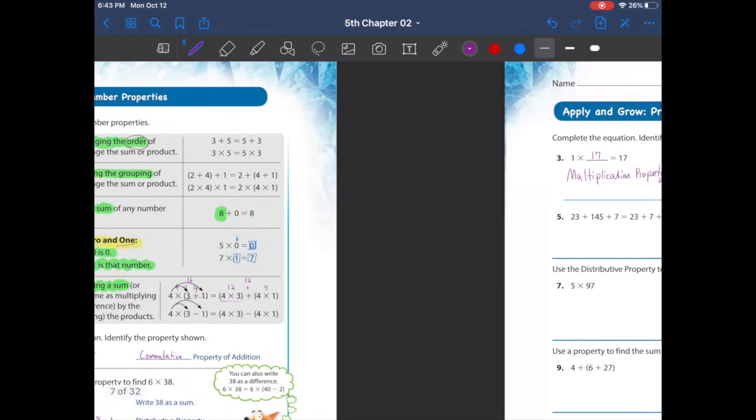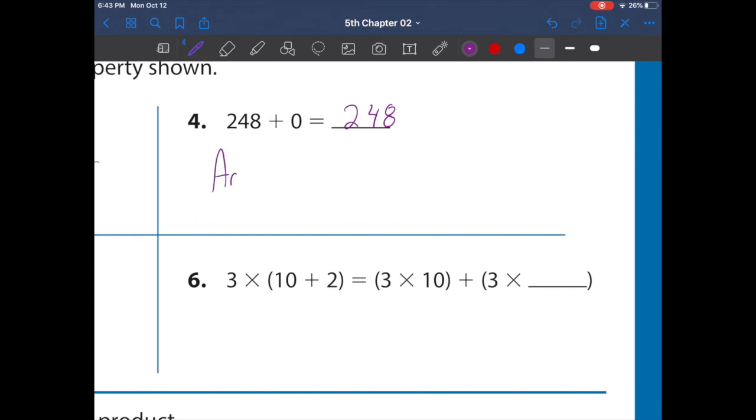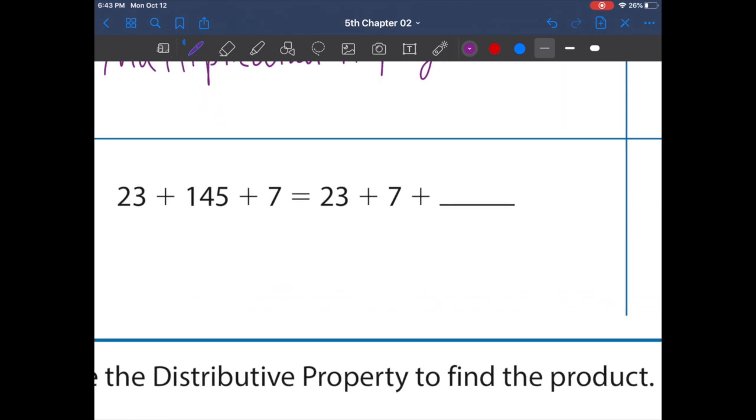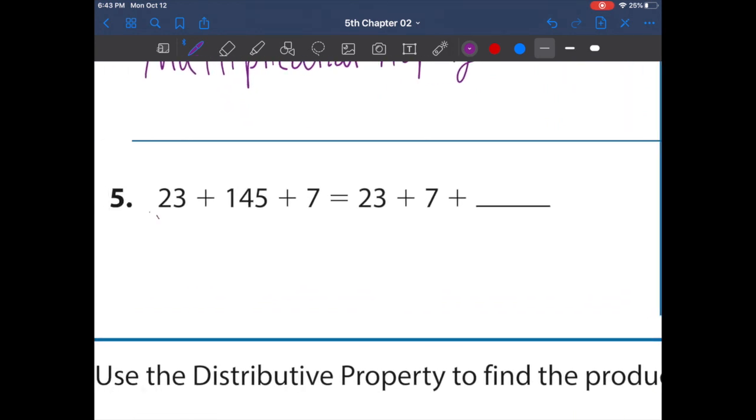And that's going to be the addition property of 0. So make sure we label that. Addition property of 0. All right, let's try a few other ones.